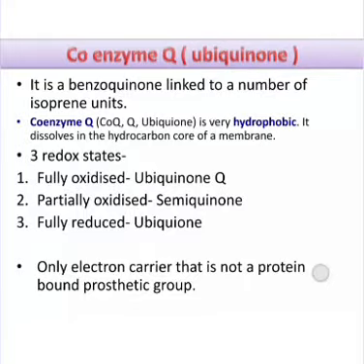Coenzyme Q is also known as ubiquinone. It is a benzoquinone linked to a number of isoprene units. Coenzyme Q is very hydrophobic. It dissolves in the hydrocarbon core of the membrane. It occurs in 3 redox states: fully oxidized, partially reduced, and fully reduced. It is the only electron carrier that is not a protein-bound prosthetic group.